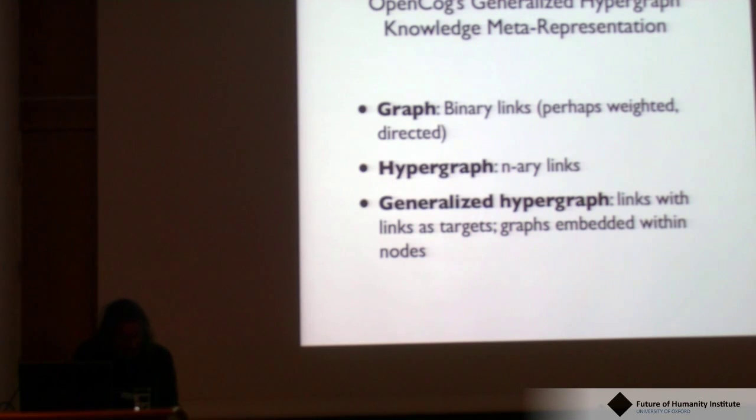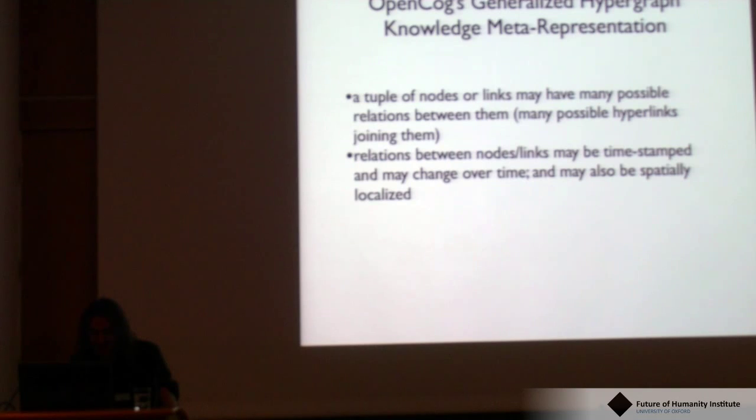So basically this weighted labeled hypergraph I keep alluding to, it's what I call a generalized hypergraph. So a hypergraph has n-ary links rather than binary links. OpenCog's representation is a little richer. You can have links that point to links as well as nodes, which is like in relational algebra. And you can also have nodes that have little graphs living inside them, which, of course, you could map all this into a regular graph if you want to. It's really a matter of convenience what representation you use.